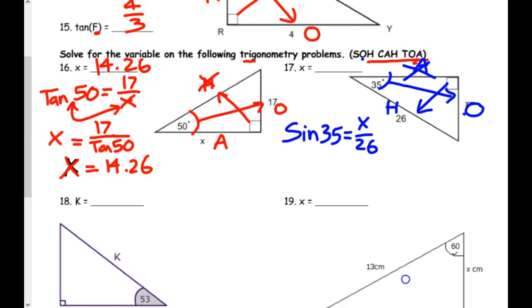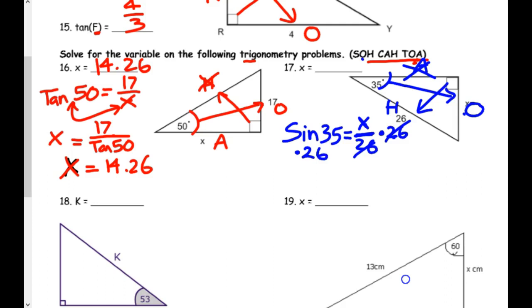Alright, now, x is on top, not on the bottom. We are not going to do the switcheroo trick, okay? Since x is on top, it's being divided by 26. The opposite of dividing is multiplying by 26 to cancel out the 26. And if I do it over here, I got to do it over here. So on the left side, I'm also going to do times 26. And that's what I'm going to type in my calculator.